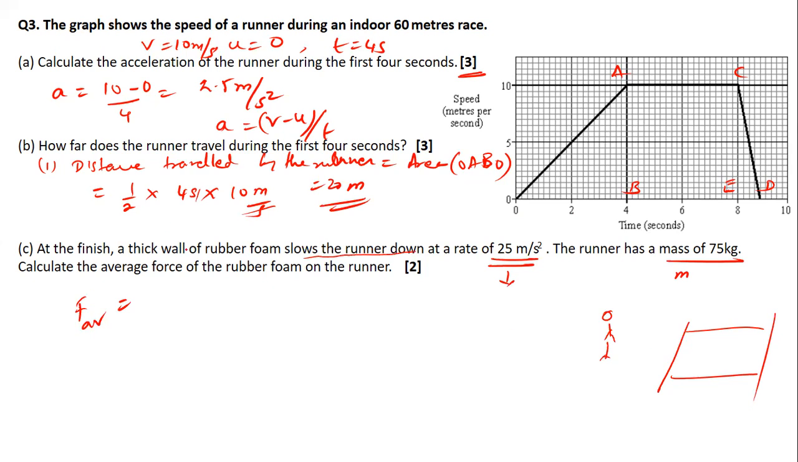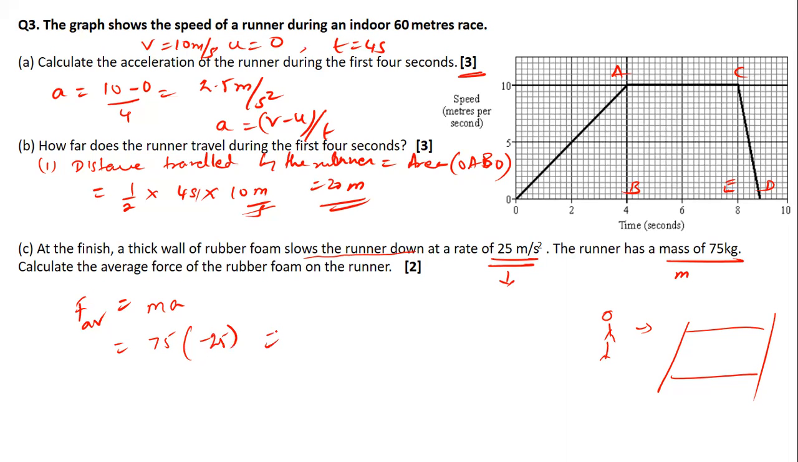Now he is asking, if he has to slow down, then definitely the rubber foam is doing something here. It is trying to oppose him. He is asking you to find out what his average force is, how it has been opposing. So what should I write? How should I do this? The force is equal to mass into acceleration. Good. So it'll be 75 into minus 25.